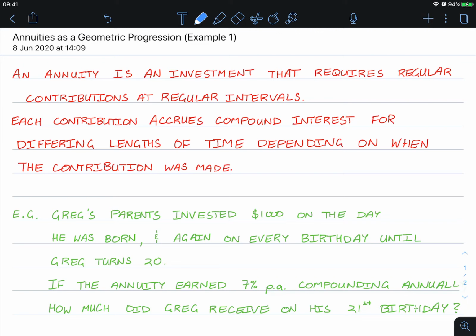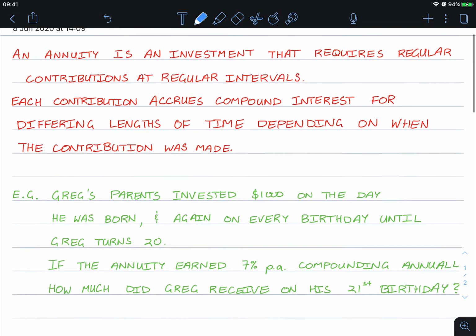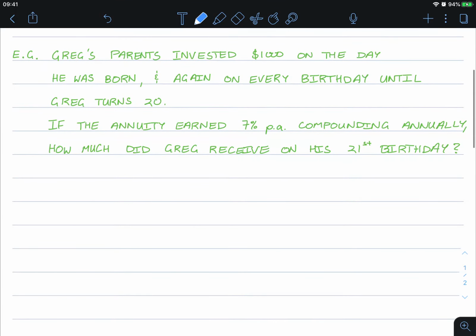Hello class, this is a video tutorial on annuities as a geometric progression, example 1. An annuity is an investment that requires regular contributions at regular intervals. Each contribution accrues compound interest for differing lengths of time depending on when the contribution was made. So to fully understand this, let's go straight into an example where we calculate this.